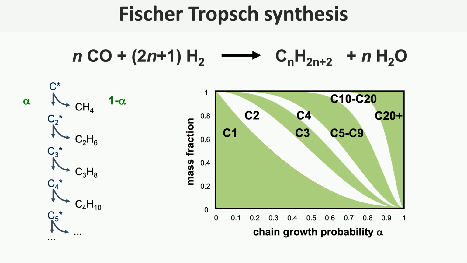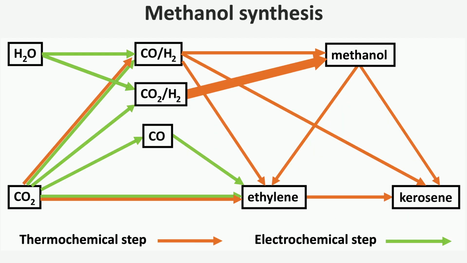In the plot on the right, you see clearly that the higher the chain growth probability alpha, the more large molecules you get. Kerosene is a mixture of various hydrocarbons, but an important portion is typically in the C10 to C12 range, so you need a rather high alpha to make it. Let's go back to our overview.